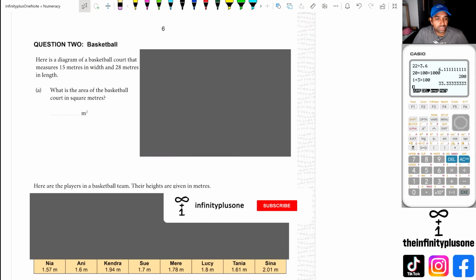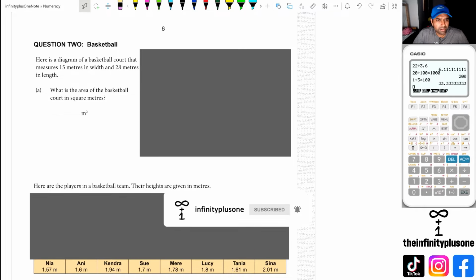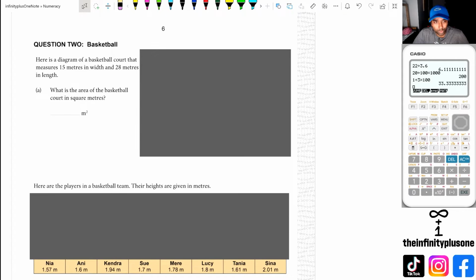All right, folks. So we're now going to question 2. In question 2, we've got a diagram of a basketball court. We know a basketball court is a rectangle, and we've got 15 by 28. We're looking for the area in square meters. So we're going to do, let's change the color, 15 times 28. And that's going to give us 420 meters squared.